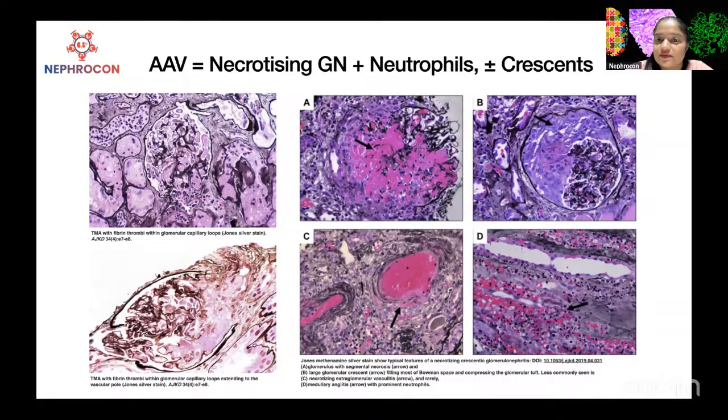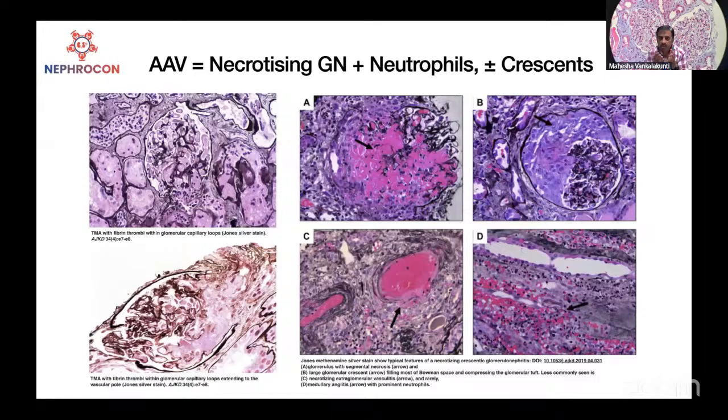Right. So having neutrophils and probably the presence of crescents differentiates between a necrotizing GN and TMA. And of course, in the special stains that you have on the screen in the middle, this glomerulus is undoubtedly a necrotizing lesion with a crescent, and the difficult part is whether this artery has a fibrin thrombus or is it a vasculitis?